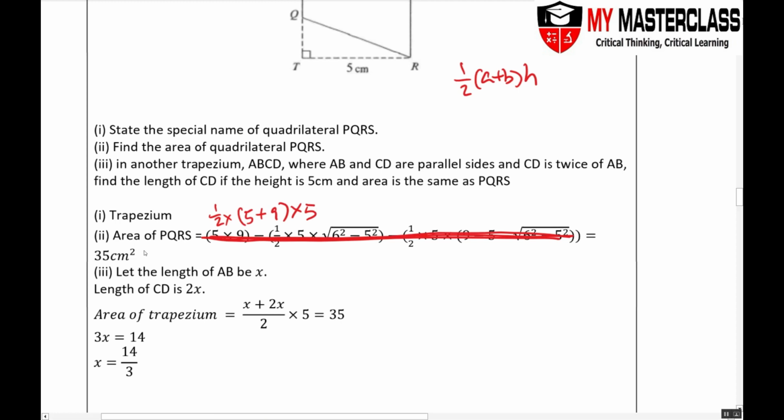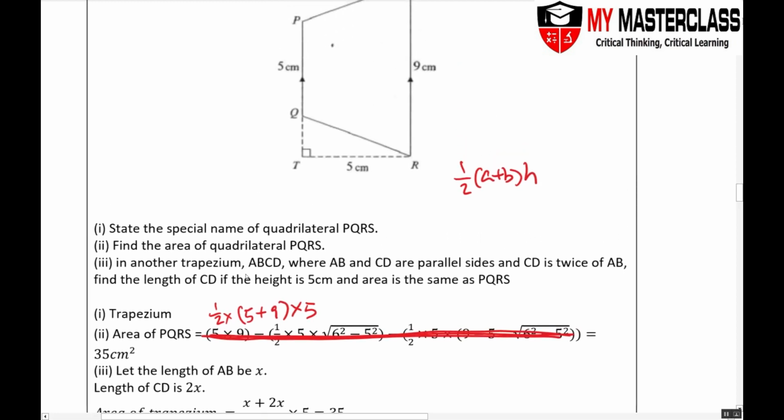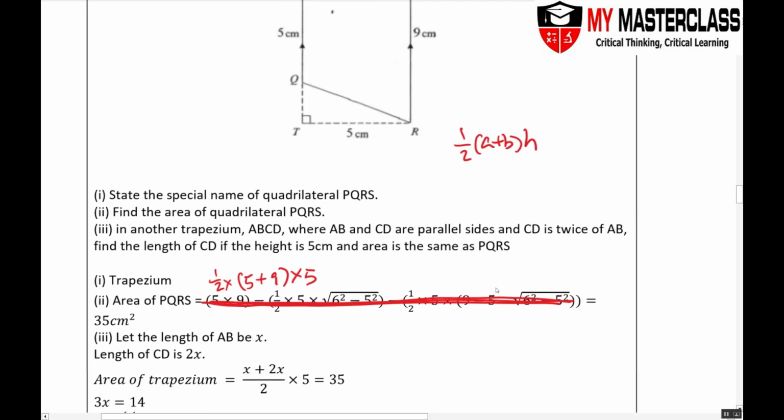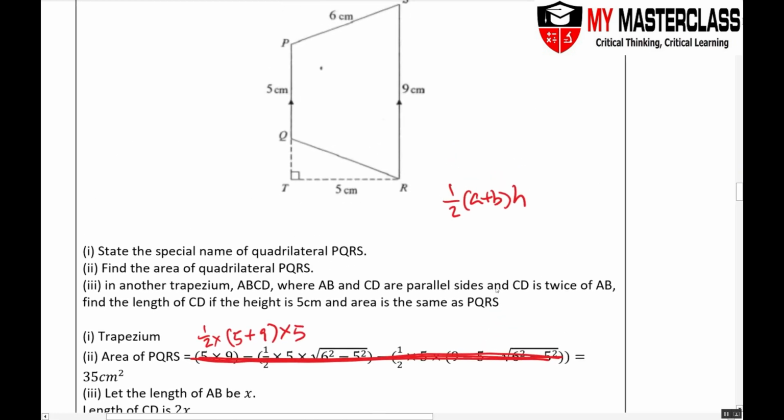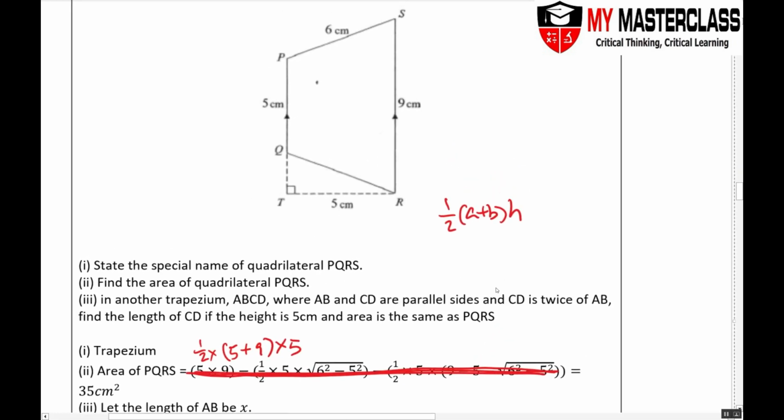Lastly, in another trapezium ABCD, where AB and CD are parallel sides and CD is twice of AB, find the length of CD if the height is 5 cm and the area is the same as PQRS. Maybe without a diagram it is hard to visualize this. So let's try and draw a diagram for this. Let's draw another trapezium. I label it ABCD.